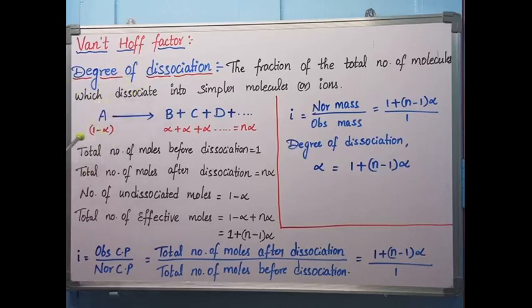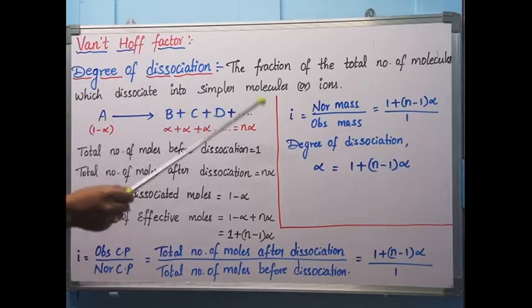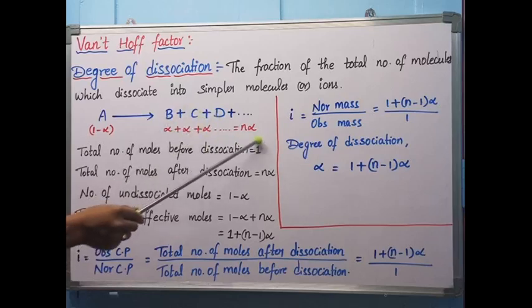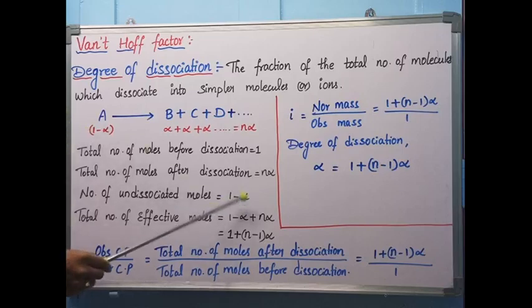For example, imagine that I am taking A as an electrolyte. When I add it to water or solvent, it breaks into B, C, D and so on. At the beginning, the total number of solute molecules before dissociation equals unity, that is 1. The degree of dissociation, as we know, is alpha. Some molecules get dissociated, which can be represented with n alpha, because for each ion I am giving alpha, so when I add all these, it will become n alpha. But there will be some undissociated moles, represented with 1 minus alpha. 1 is the total number of moles before dissociation, and 1 minus alpha is the number of undissociated molecules.